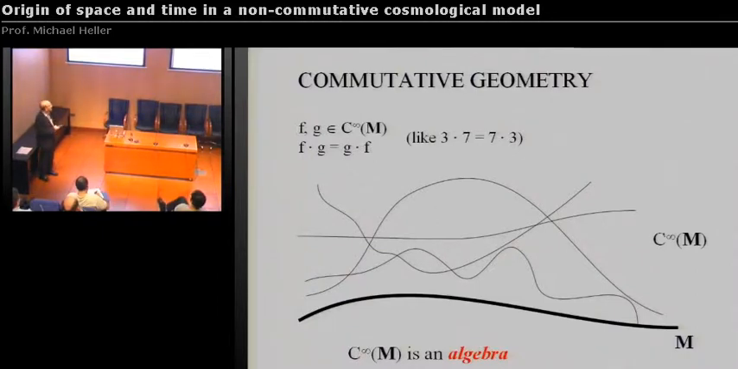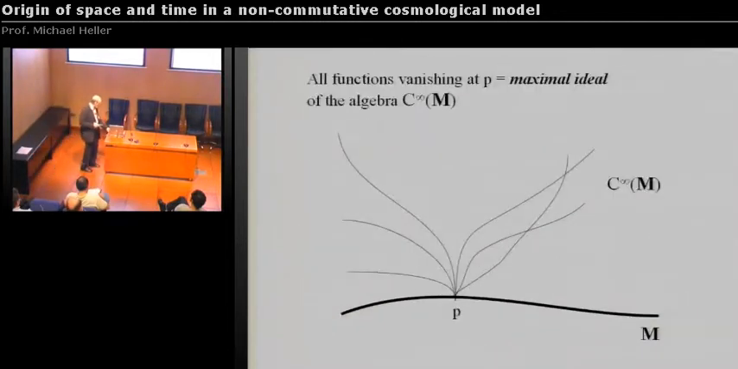So we will be doing now geometry in terms of the algebra of smooth functions on M. How to recover points in terms of the algebra. Here we have a point P, and it's obvious that all functions belonging to the algebra C infinity which vanish at that point, they determine that point. So we can regard point P, or equivalently all functions that vanish at that point.